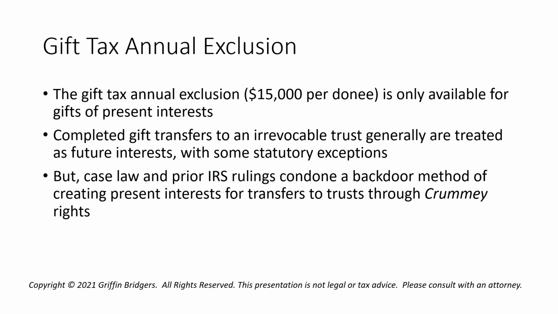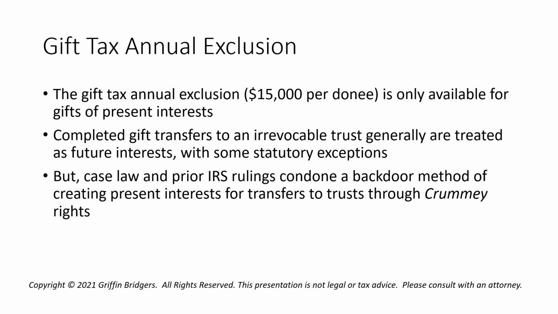There are some statutory exceptions to this which are outside the scope of our discussion today, but may, in a subsequent episode I may put out, offer a way around some of these issues. For the time being, we're going to focus on the fact that outside of the letter of the code itself, there's been some prior case law and prior IRS rulings, which I won't get into in depth, but they condone a backdoor method of creating present interests for transfers to trusts. And that's through what's colloquially known as a Crummey right, a Crummey power, or a Crummey withdrawal right.